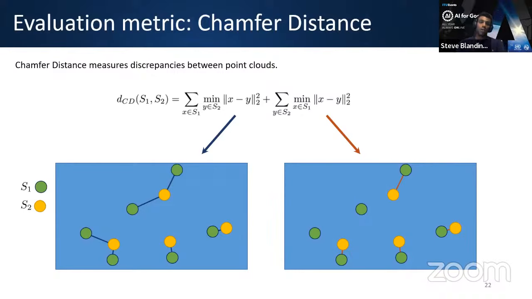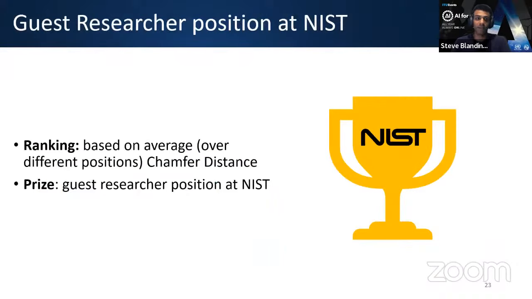So in the end, the ranking is going to be based on the average over all the points that we will test. So the ranking is based on the average of the chamfer distance over the different positions. And as a prize, we have the opportunity for a guest researcher position at NIST. So this is the description of the challenge. We will go now with Raid a bit into the details of the data.